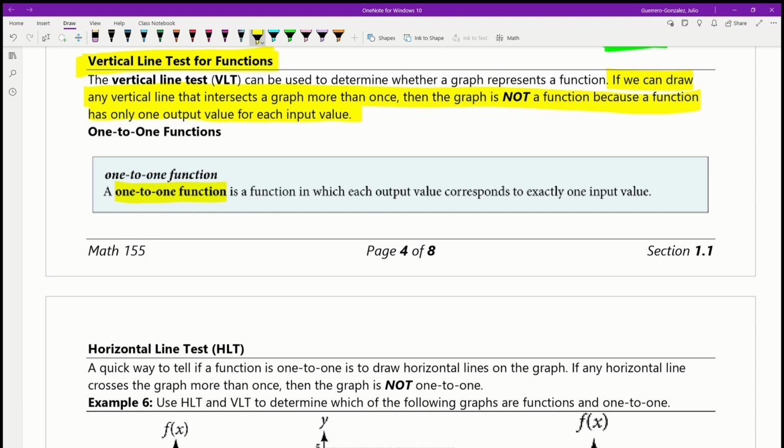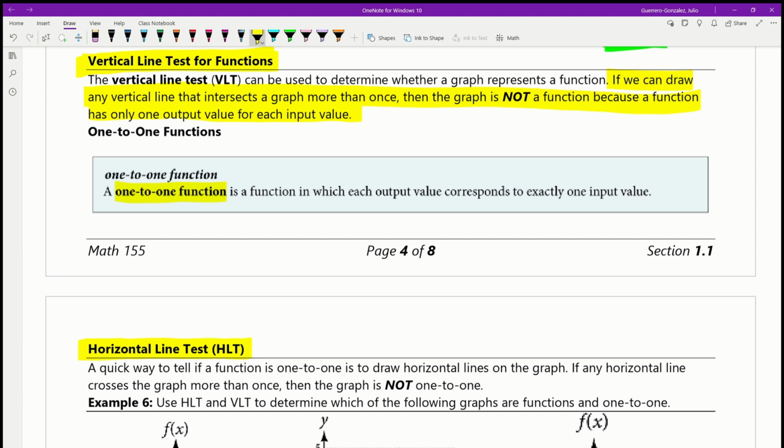Okay, and to cover this, we have the horizontal line test, and it works the same way as the vertical line test. If you draw any horizontal line on a function and it hits it more than once, your function is not one-to-one. So with vertical lines, if your vertical line hits it more than once, you don't have a function. If your horizontal lines hit it more than once, you don't have a one-to-one function.